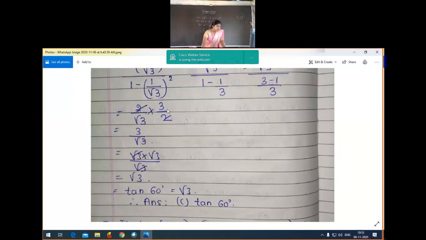See, 3 by root 3, actually 3 by root 3. So better you do one thing. Yesterday we worked out this type of problem, no? 3 by root 3. One second, I want to give the clarification in this step. 3 by root 3, students.